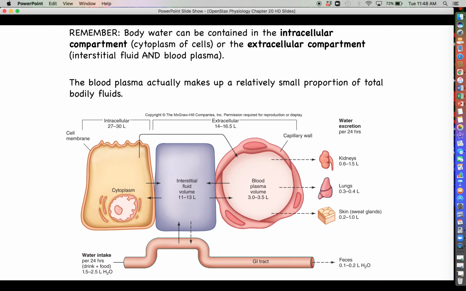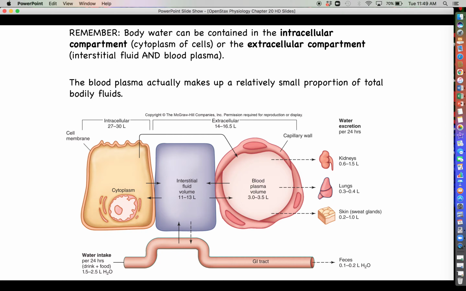So you'll recall that water in the body can be distributed between three different areas. You've got intracellular fluid, which is going to be the cytoplasm of all the cells put together in the body, and that's where you find the majority of all the water in the body. And then you have extracellular fluid, which is going to consist of both the interstitial fluid and the blood plasma. So remember, the interstitial fluid consists of all the fluid that surrounds and bathes the body cells, and then the blood plasma is the extracellular fluid that is contained within blood vessels.